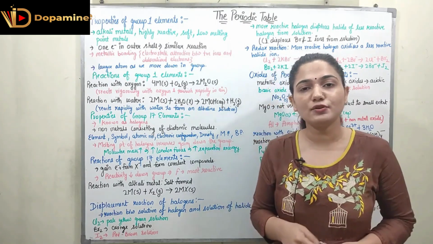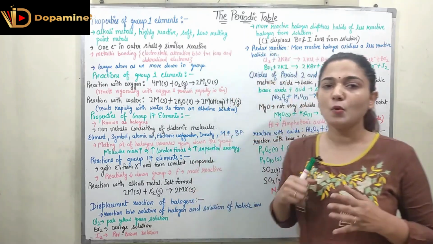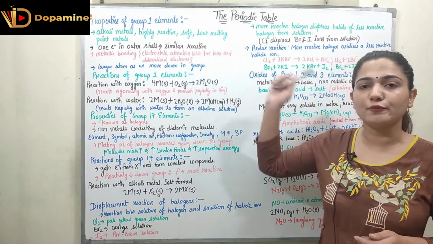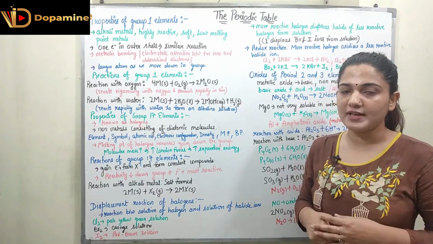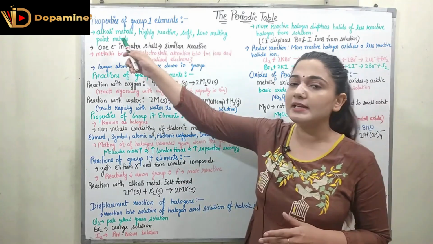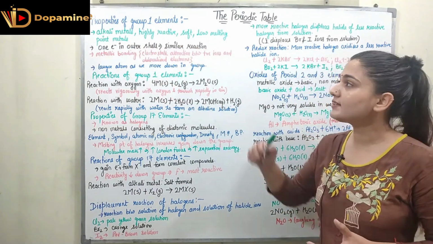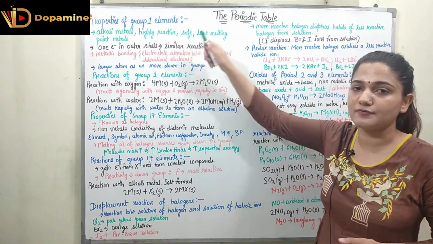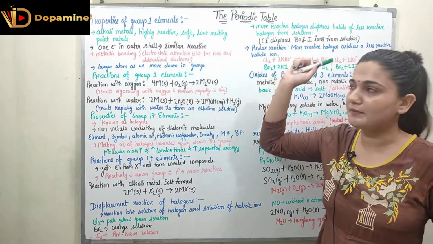We are discussing unit 3, the periodic table. We are starting our discussion with the properties of group 1 elements in this video. What are the various properties of the group 1 elements? First, the group 1 elements are also known as the alkali metals, right? So what are the various properties of alkali metals? They are highly reactive. Other than that, they are soft and they have a low melting point, right?